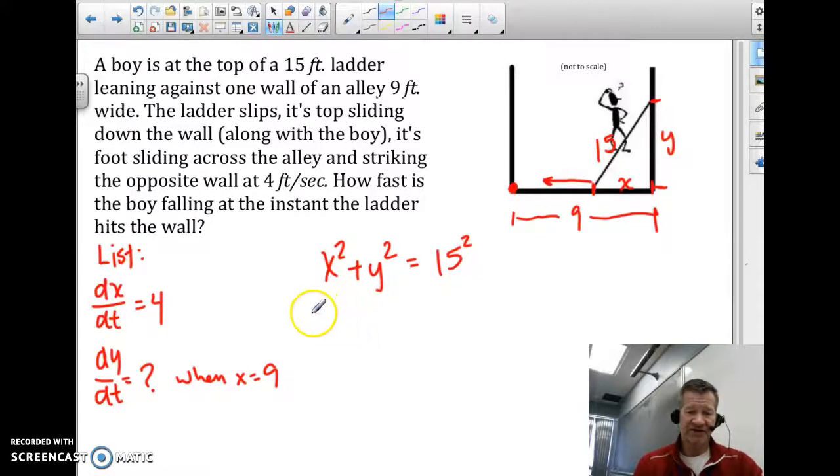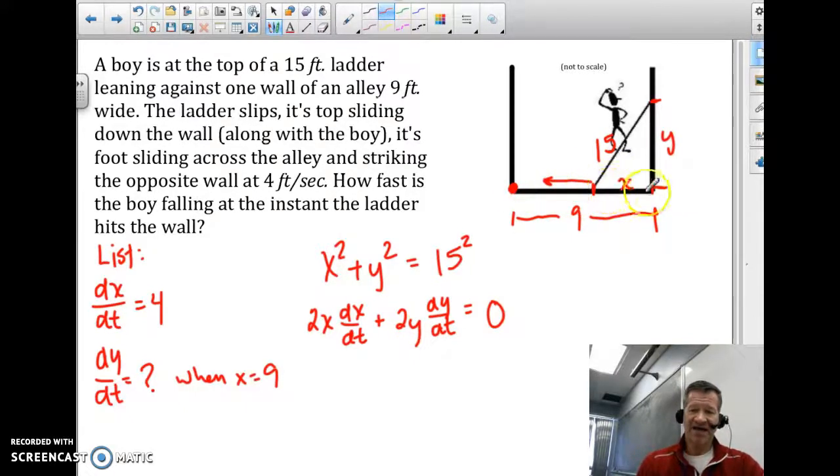So let's differentiate. The derivative of x squared is 2x times the derivative of x with respect to t, plus the derivative of y squared is 2y times the derivative of y with respect to t. The derivative of 15 squared is 0. Now, I know x and I know dx/dt, and I want to find dy/dt, but I don't know y.